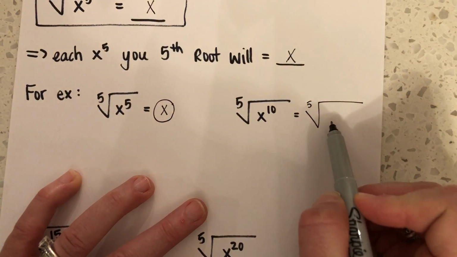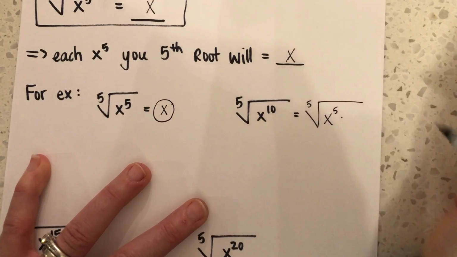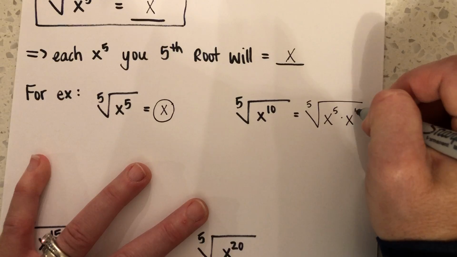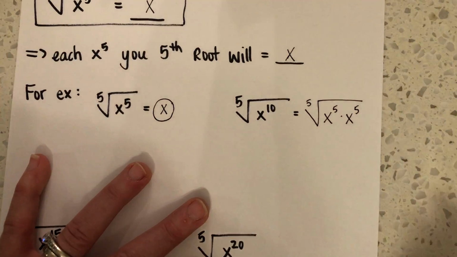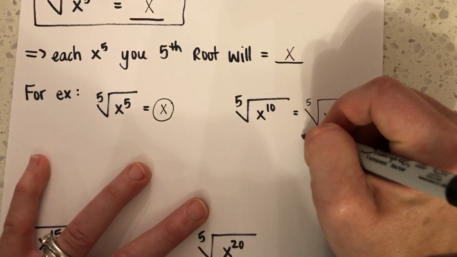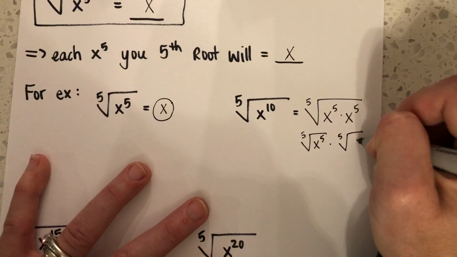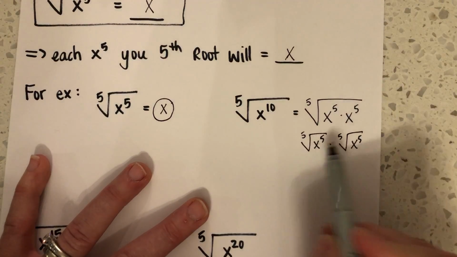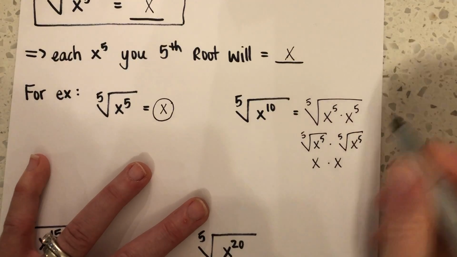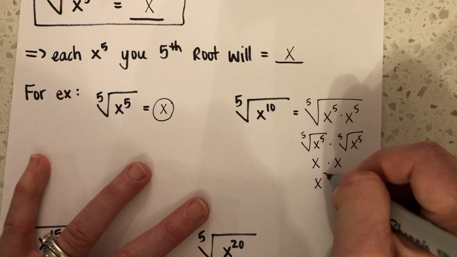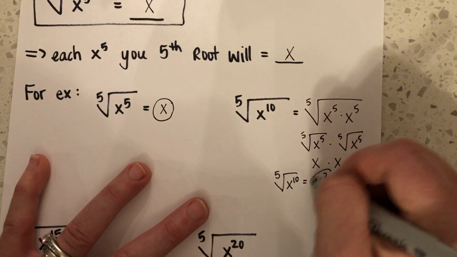So how many x's to the 5th can you rewrite x to the 10th as? Well, I can rewrite it as x to the 5th times another x to the 5th, because x to the 5th times x to the 5th is x to the 5 plus 5, it's x to the 10th. So now I can split them up into the 5th root of x to the 5th times the 5th root of x to the 5th, right? So the 5th root of x to the 5th is x, times the 5th root of x to the 5th is another x, times x is x squared. So that means the 5th root of x to the 10th is x squared.